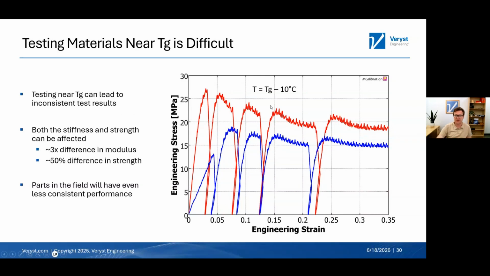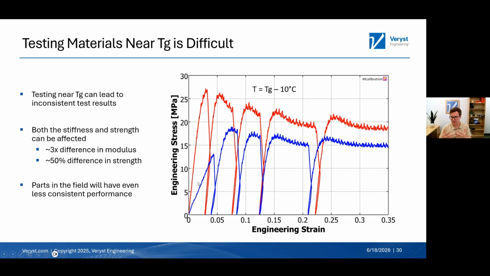So this is a material that was being used in a device at around 10 degrees below its glass transition temperature. And so we really needed to understand how that material behaved close to its glass transition temperature. So these two tests of the same material, the red and the blue, this is a stress versus strain curve, were done at nominally the same temperature.